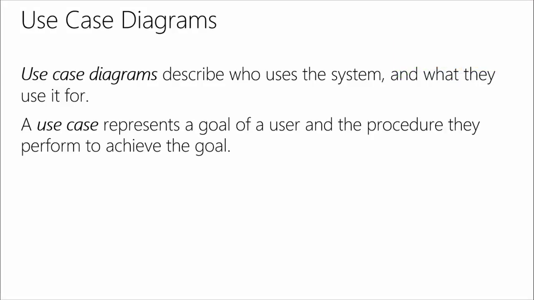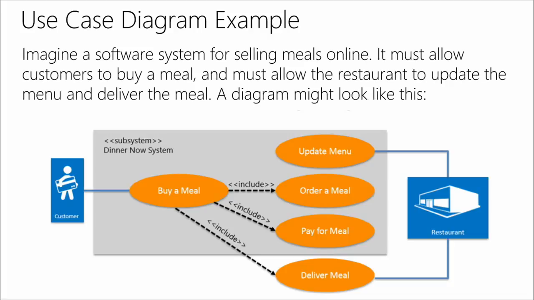So use case diagrams are a graphical way to look at how the user will use the system and what they'll use it for. A use case really represents the goal of the user and the procedures they'll use to achieve those goals. We've got a very easy and simple use case diagram here. We have a customer and we also have a restaurant. Those are really our two users. Eric, you want to pull us through this diagram?